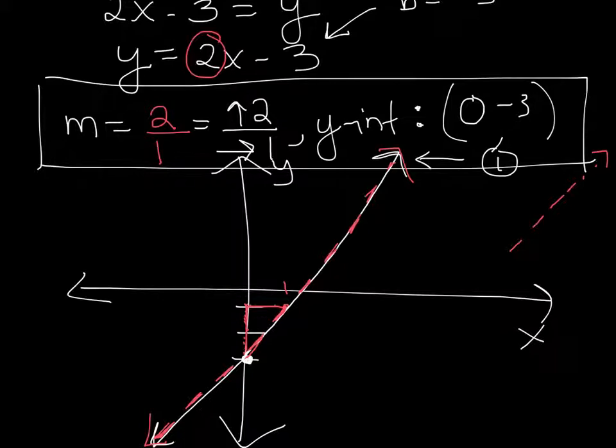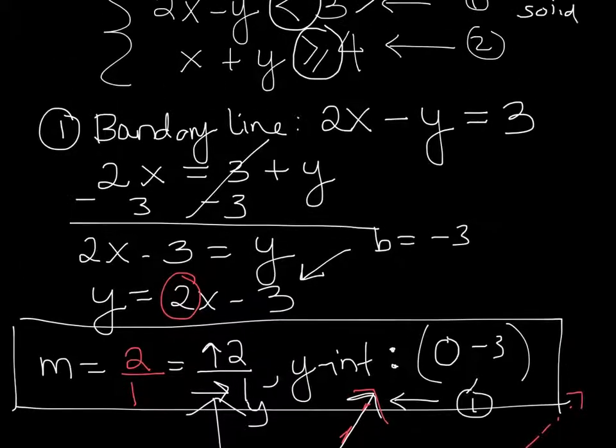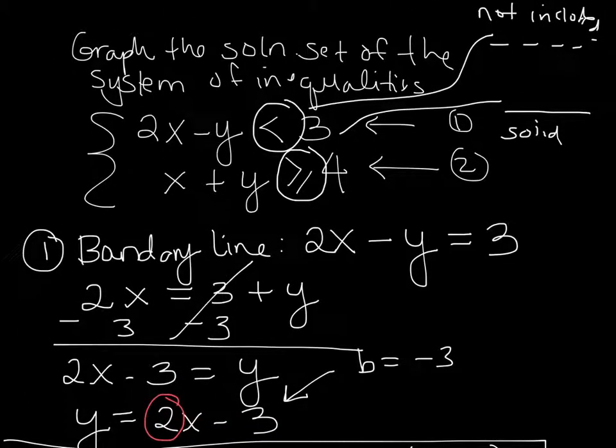Any point will do. I'm going to pick 0, 0. Why? Because the line is not on 0, 0. You can always choose 0, 0. Now, if I input 0, 0 into my inequality, so my inequality is that one right there.